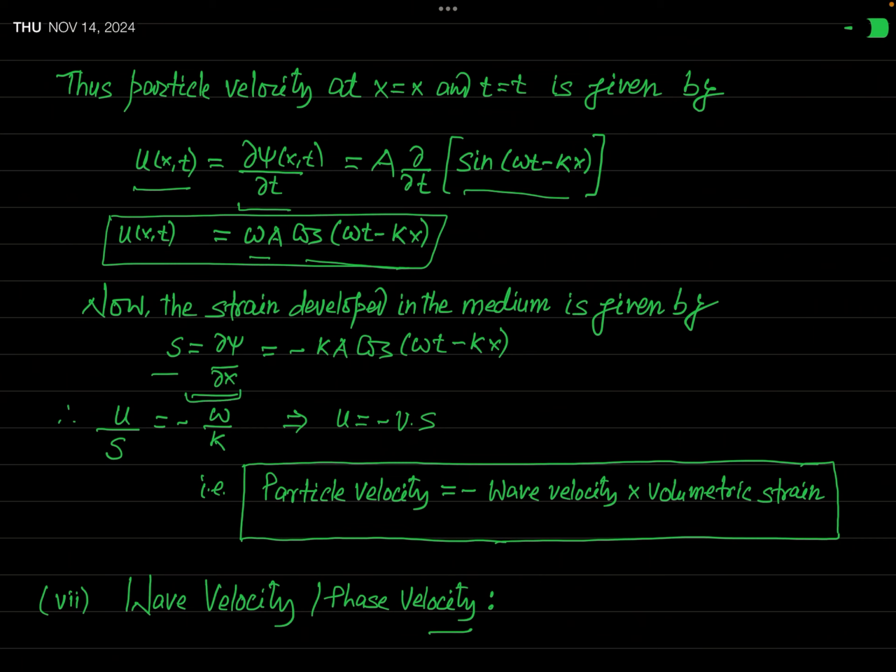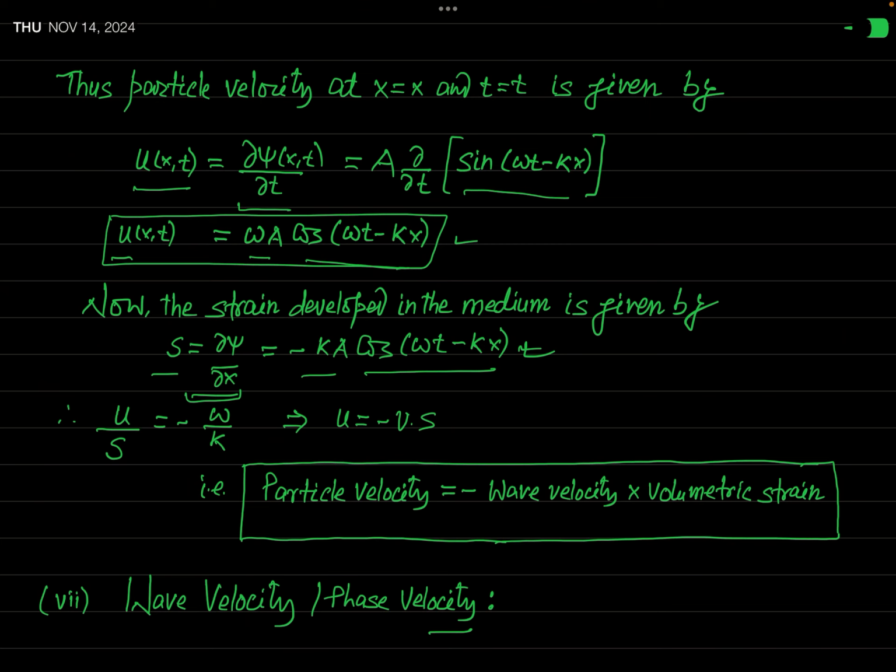Actually, this is the gradient of the waveform, and this is equal to minus kA times cosine of this much. When you put psi equal to A sin(omega t minus kx) and differentiate it, your result will be like this. Here is u, here is s, which is the strain. So when you divide this u by s, you can see these two results.